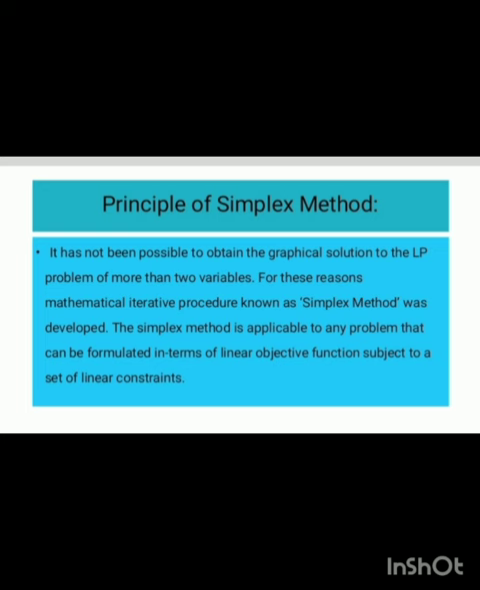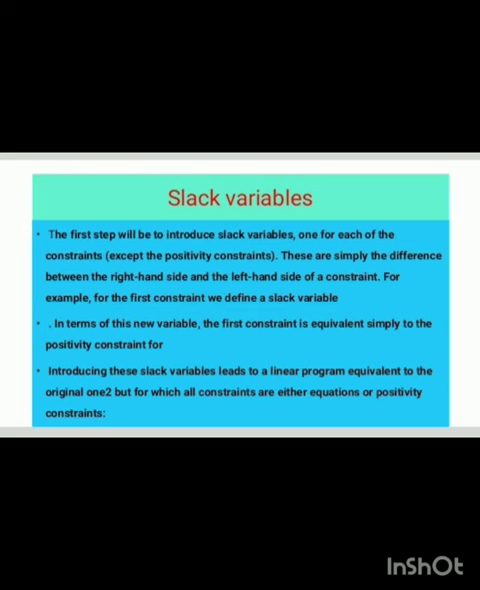the constraints. Slack variables. The first step is to introduce the slack variables, one for each of the constraints except the positivity constraints. These are simply the difference between the right hand side and the left hand side of the constraints. For example, for the first constraint we define a slack variable. In terms of the new variable, the first constraint is simply the positivity constraint. Introducing these slack variables leads to a linear program equivalent to the original one, but where all the constraints are either equations or positivity constraints.